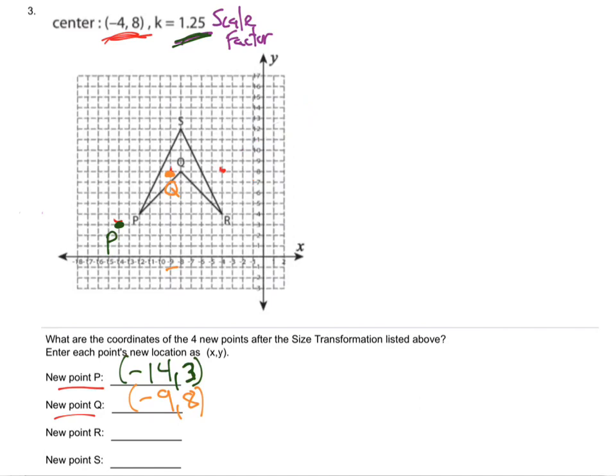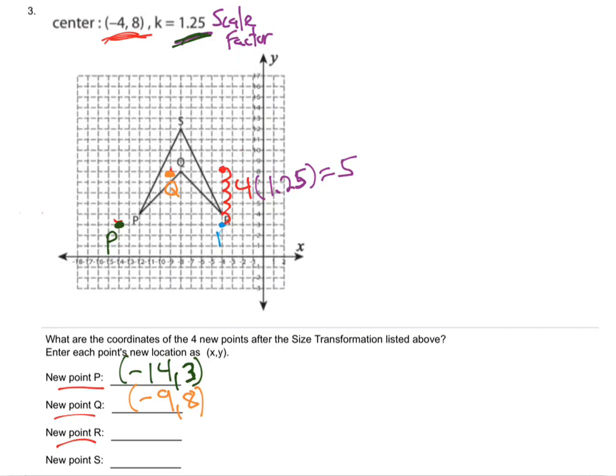So starting from the center again. This time I'm going to go out to R. How do you get to R from the center? Here's the center. 1, 2, 3, 4 down. Multiply by the scale factor. 1.25 in your calculator. You get 5. So I'm supposed to go down 5 instead of 4. One more. So there it is. There is the new point R.